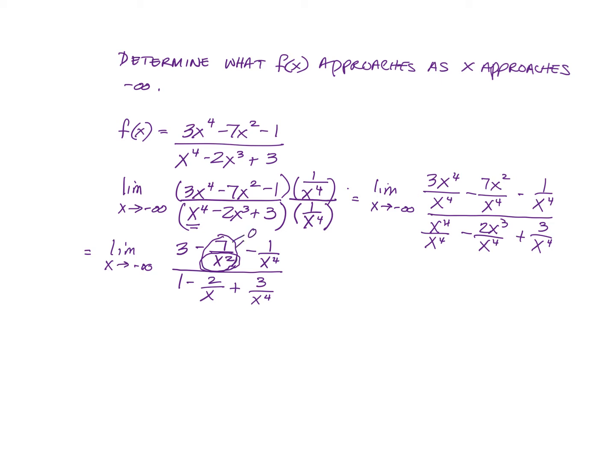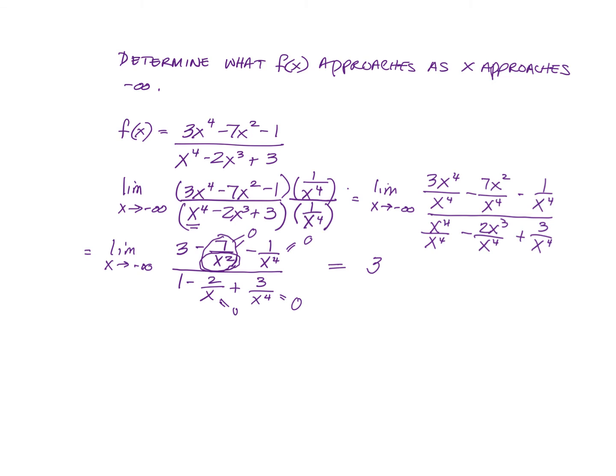The same thing is going to happen with the next term. That's going to go to 0. The same thing is going to happen with this term. It's going to go to 0, and then this term is also going to go to 0. So all you're left with then is the limit as x approaches negative infinity of 3 over 1, which is just 3.